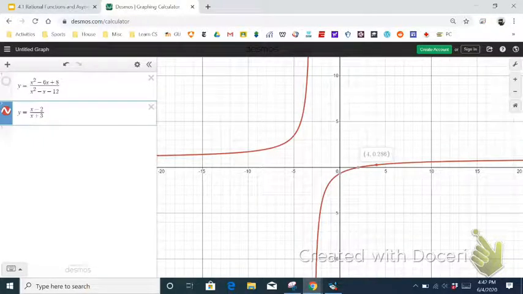All right, so to summarize everything I just said in one sentence, or maybe hopefully one sentence: to find a hole, simplify the rational function, and then plug in the excluded x value, and it will tell you what the value would be at the hole. When you graph it, make sure you use an open circle.